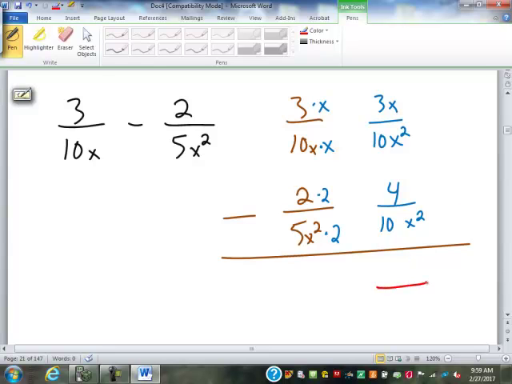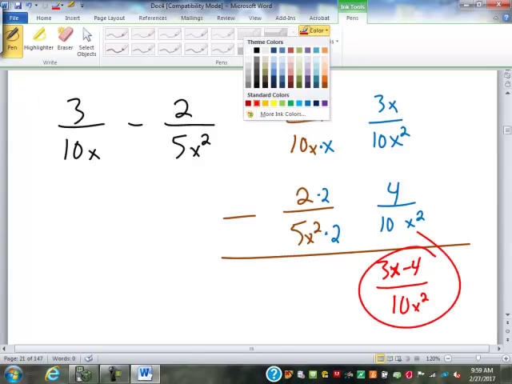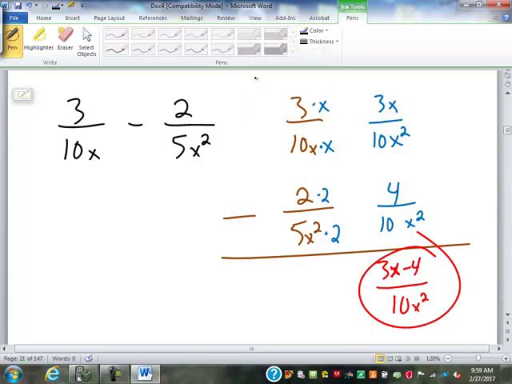So our denominator here is the 10x squared. What's my numerator going to be? 3x minus 4. Very good. Any questions?